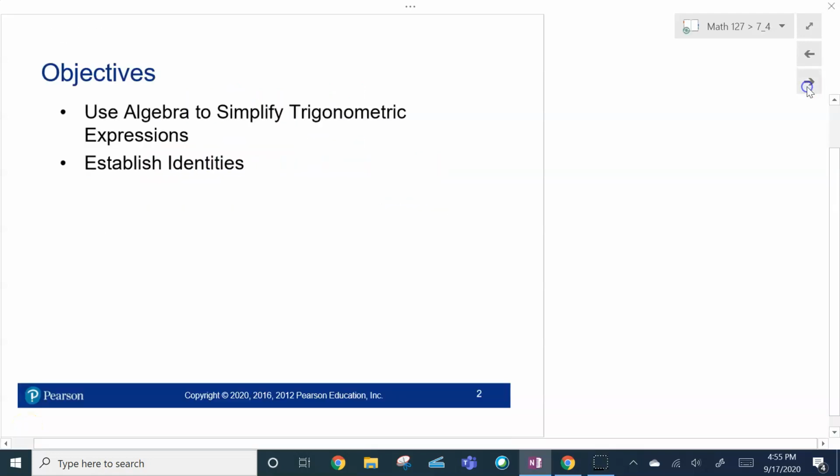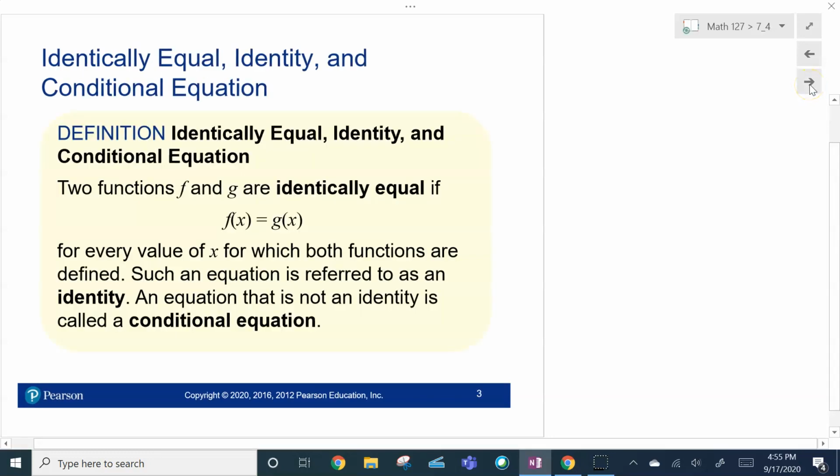Going to look at trig identities today and using some algebra to simplify as well as establishing identities. So what is an identity? That's just saying when two functions are identically equal. So we'll actually use our trig identities to prove some of these things. Okay.